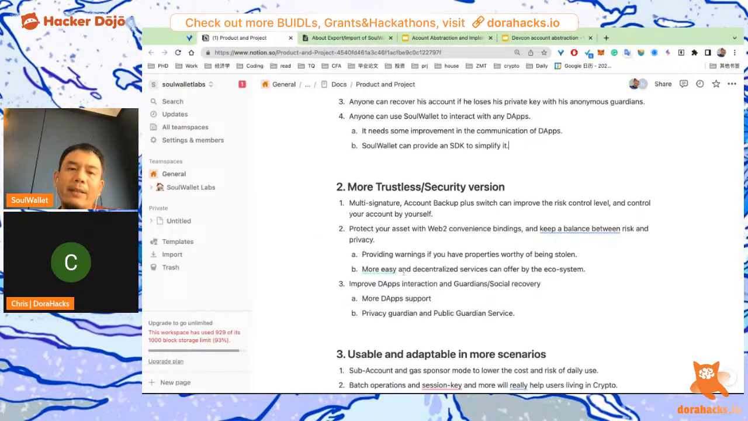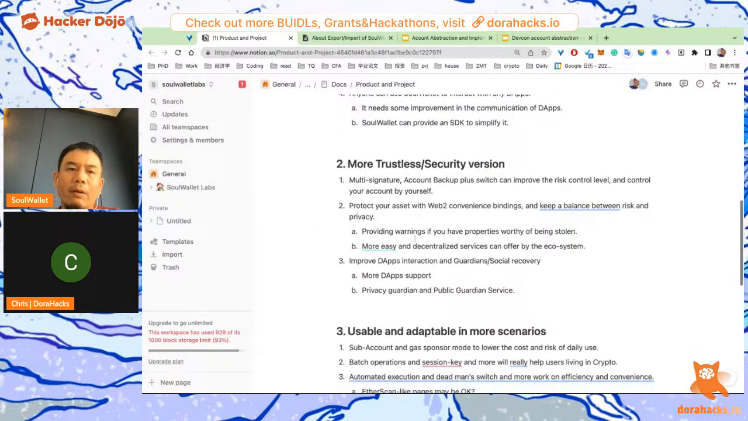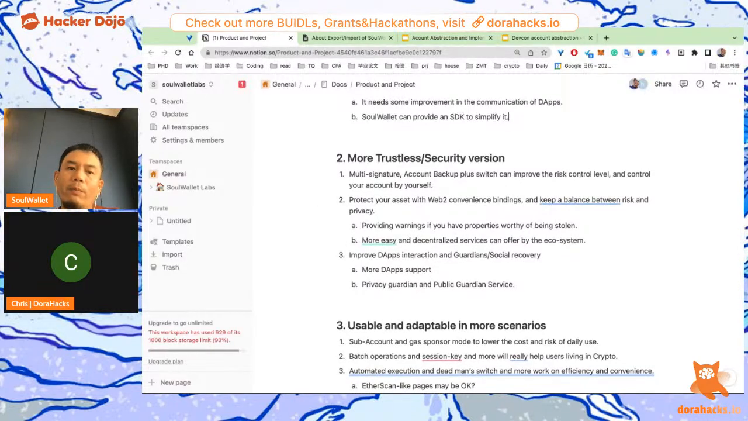And the second version, or second milestone, is more trustless. We will provide multi-signature account backup. You can switch from one PC to another or just back up all the data you have. And we will provide some convenience with Web2 connecting or bindings. For example, a Google account and a Discord login, anything in Web2 can be bound with your private key in Web3.